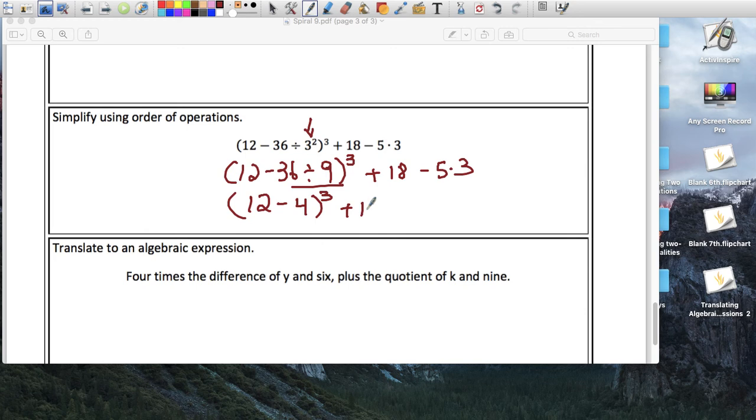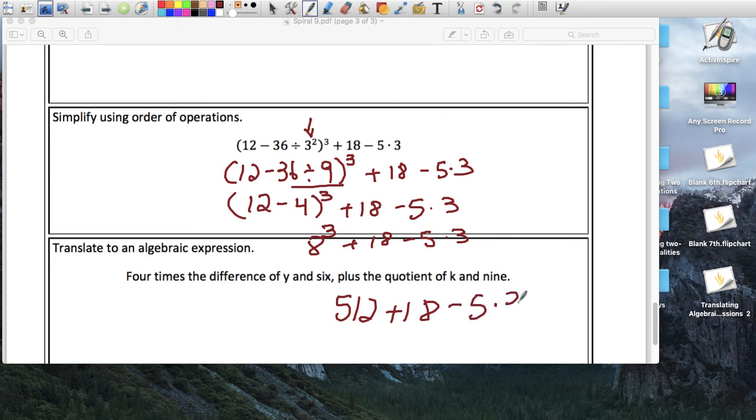To the 3rd power, plus 18 minus 5 times 3. Inside the parentheses, 12 minus 4 is 8, and that's to the third power, plus 18 minus 5 times 3. I could do 5 times 3 because it's not going to affect anything, but I'd like to show you how to do it in order. 8 to the third power is 8 times 8 times 8, and that gives us 512. Plus 18 minus 5 times 3.